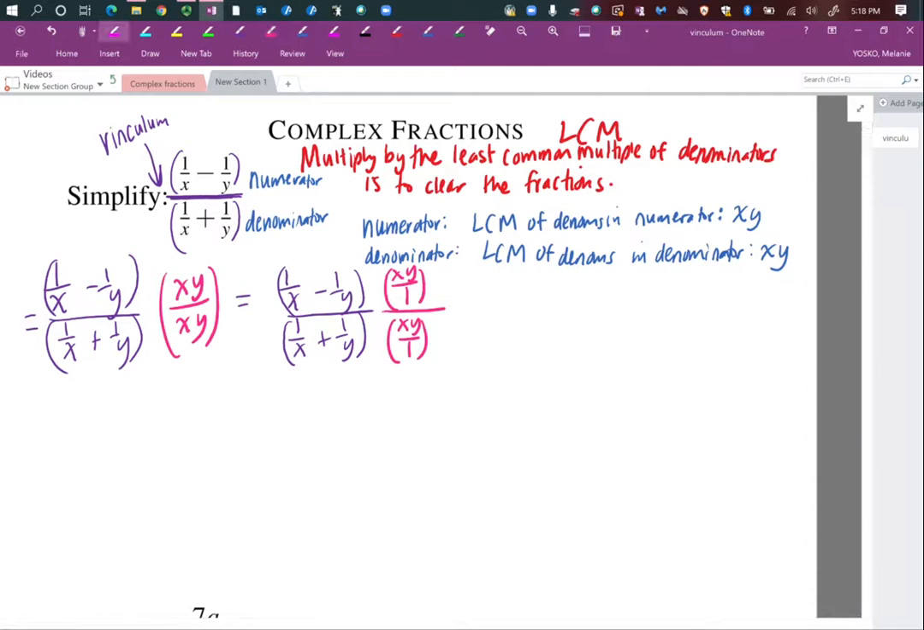Why did we do that? Well, this is a fraction and this is a fraction. It would be helpful if this was too, so we can see where things combine or they cancel. Same thing in the denominator. So we are going to do the distributive property. We're going to multiply this times each piece in here.